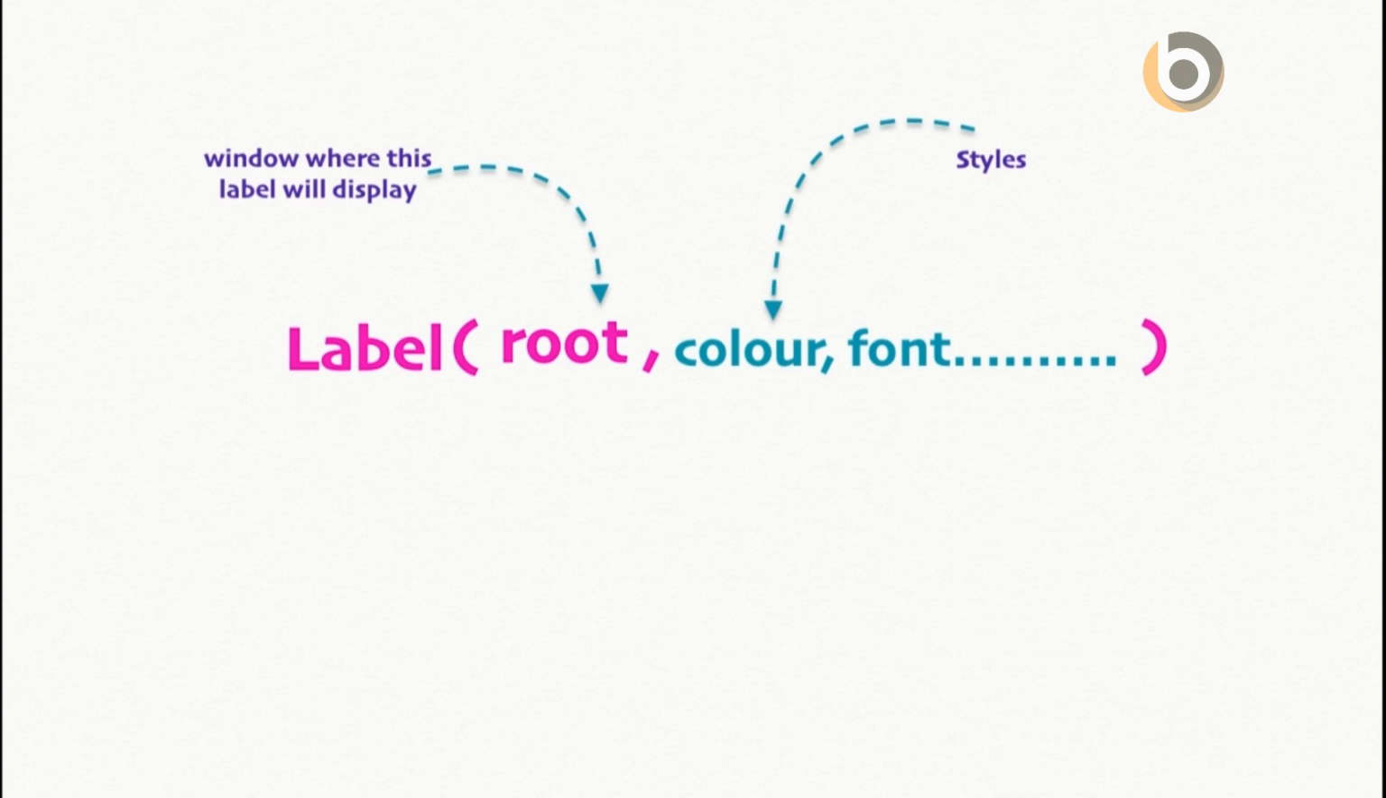So the first argument is root here. I'm saying go into the root window and display there. And the other arguments are the styles and a few more things. So we can customize our label and we will see how we can do this. So let's see how we can make these widgets in code editor.